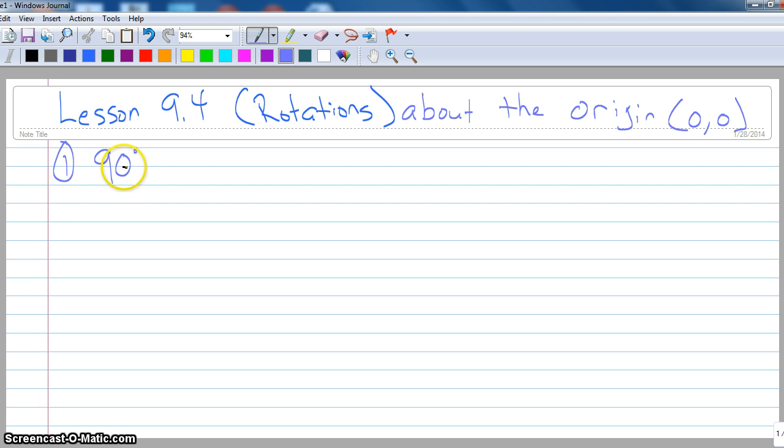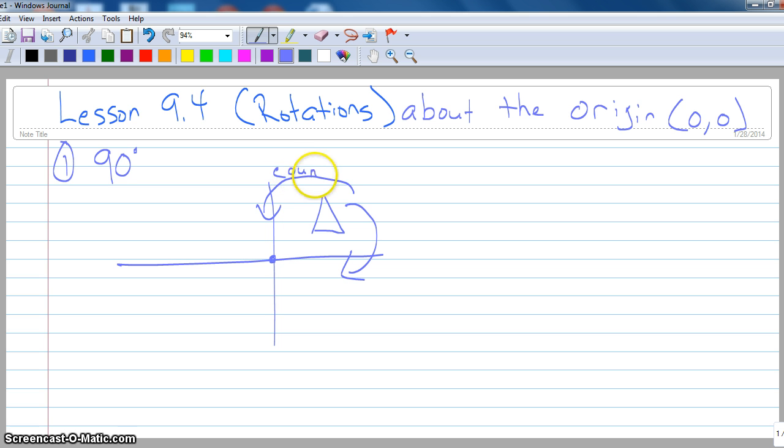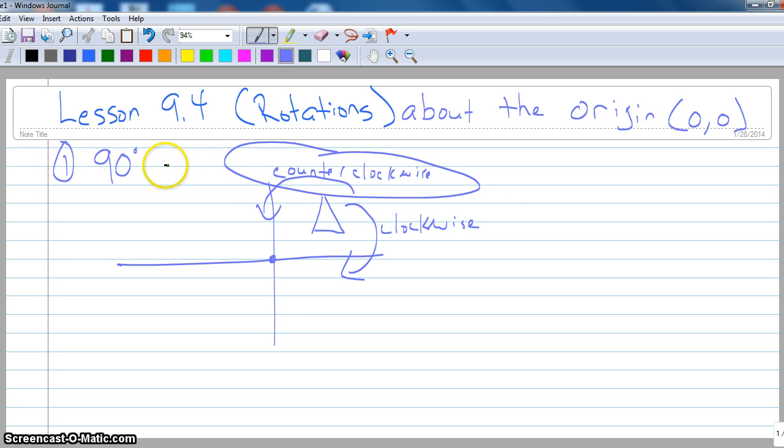The first one is 90 degrees. The thing is, though, when you have a graph, and here's the origin, right? And we have a triangle right here, and we are going to rotate it. Well, the question is, are you going to go this way or are you going to go this way? When you go this way, this is counterclockwise. And this one is clockwise, because it goes the same way as a clock. We're going to go with both of them, but they usually use counterclockwise. So when I put over here 90 degrees and I put CC, that means counterclockwise.